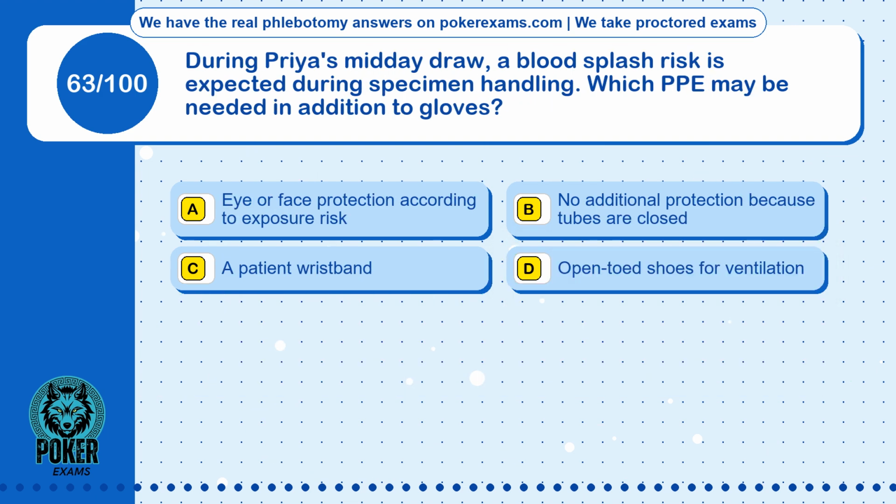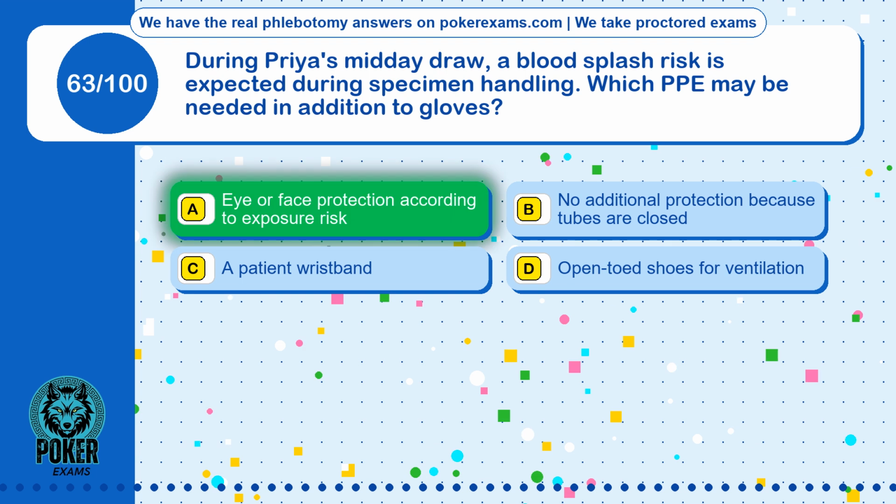Question 63. During pre-use midday draw, a blood splash risk is expected during specimen handling. Which PPE may be needed in addition to gloves? Option A, eye or face protection according to exposure risk. Option B. No additional protection because tubes are closed. Option C. A patient wristband. Option D, open-toed shoes for ventilation.